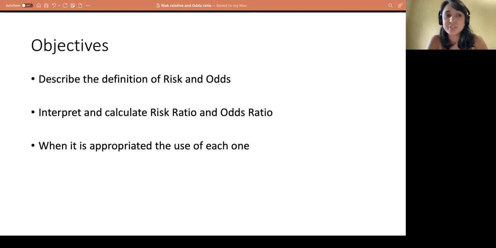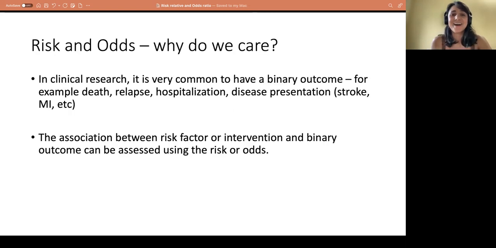So as objective, I would like to describe the definition of risks and odds, interpret and calculate risk ratio and odds ratio, and when it's appropriate, the use of each one, and why we should choose one, or should we choose one or not. So let's start.